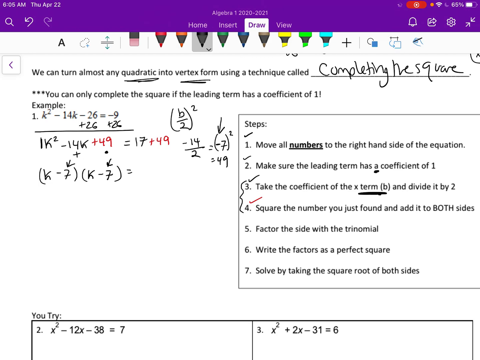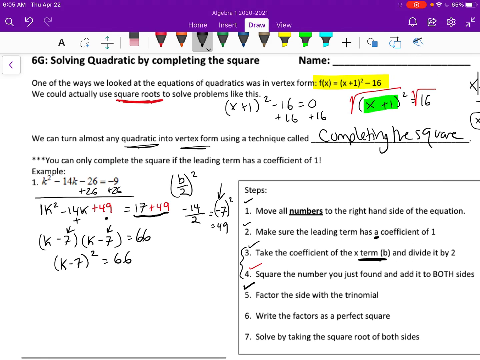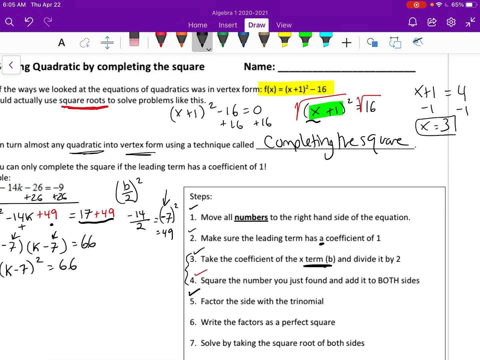All right. So I factored the side with a trinomial. And actually over here, I just need to do this math. 17 plus 49, that's 50, 66, I think. Is that what it is? 50, yep, 66, 66, perfect. All right, well, this left side, if it's x minus 7 times x minus 7, that's a perfect square. Sorry, and then it's k, not x. That's k minus 7 squared. So look what we did. We wrote it as a perfect square, just like I was talking about, equals a number.